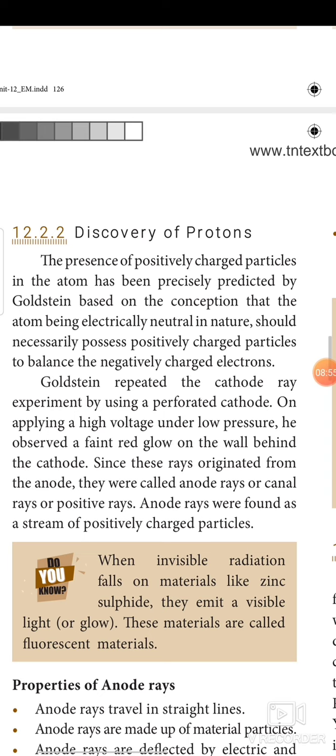Anode rays were found to be a stream of positively charged particles. When invisible radiation falls on materials like zinc sulfide, they emit a visible light or glow. These materials are called fluorescent materials.